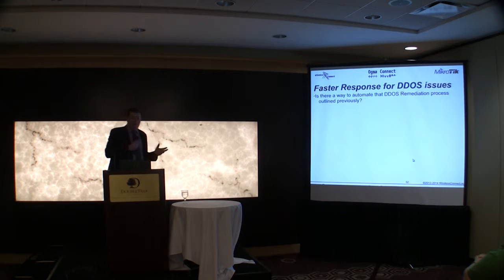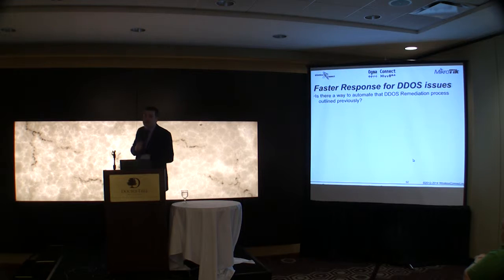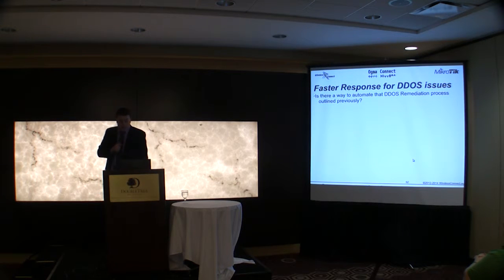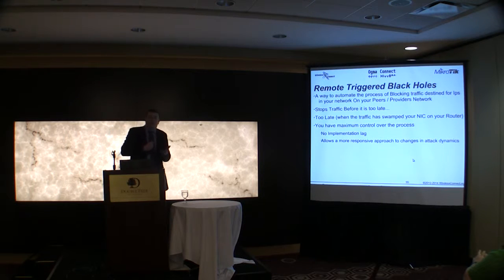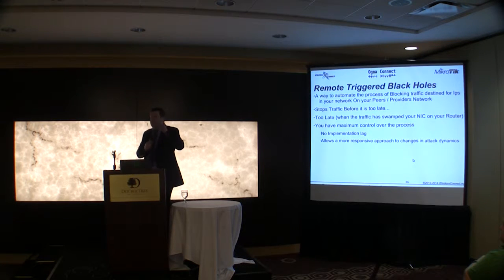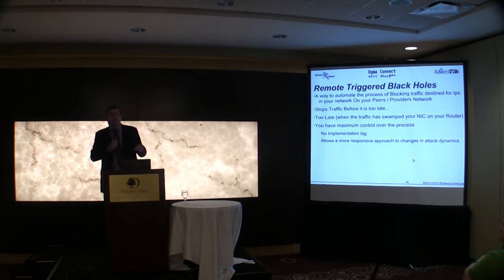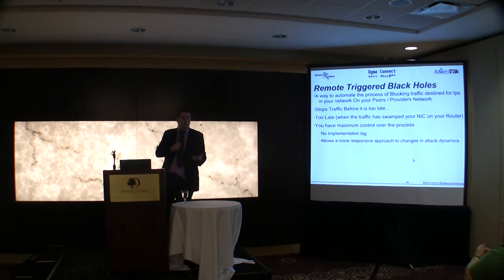So, is there a way of implementing a faster response for DDoS, without holding on the line talking to some network operator? The answer is yes, there is. It's called remote triggered black holes. You use BGP with a certain community string, and you say, hey guys, I want you to black hole this now. And you can do it any time of the day or night. Once the session is up, you can start advertising your own prefixes, so your own IPs.